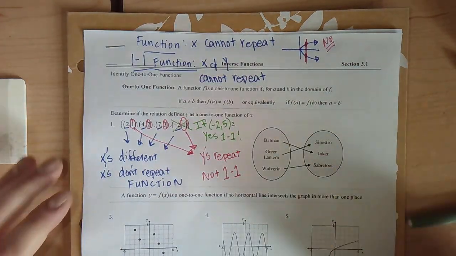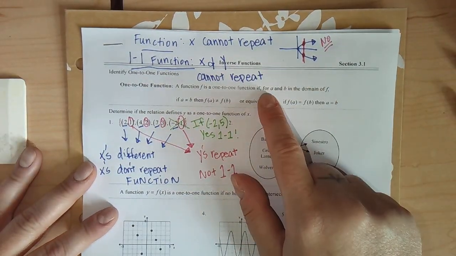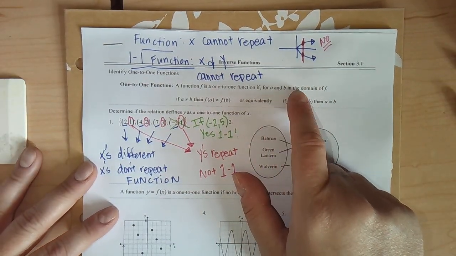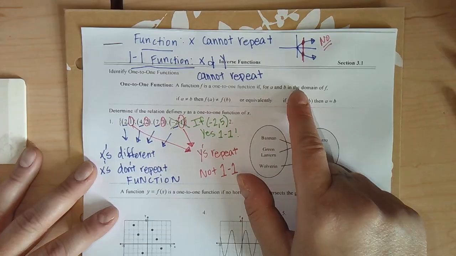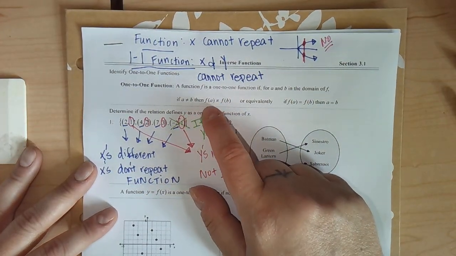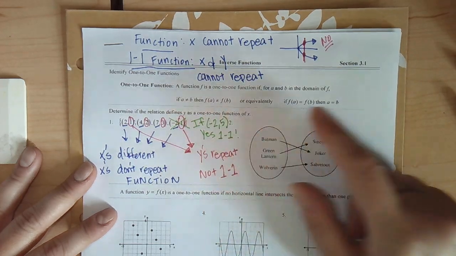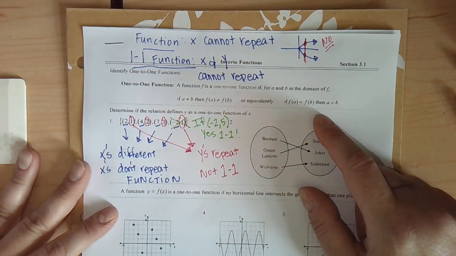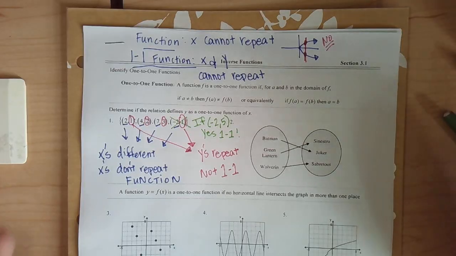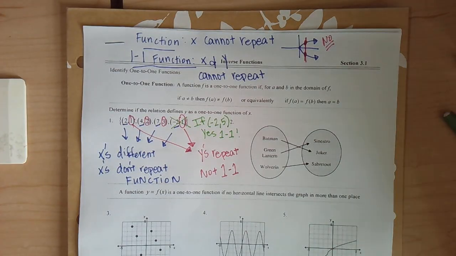Because one-to-one means that in the domain, let's say you have two numbers, A and B. When you plug those numbers, A and B, into your equation, like the function, the f thing, whatever pops out should be different. So one-to-one means all the x's are different, all the y's are different. There's no repeating x's or y's.